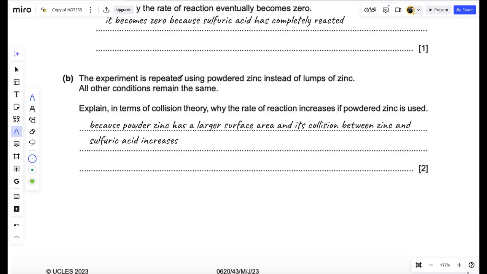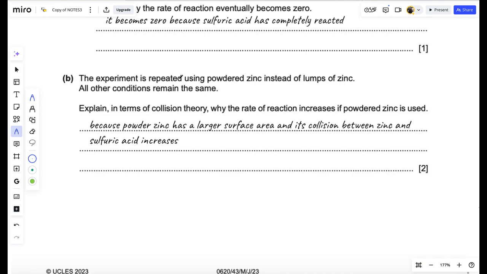In terms of collision theory, the powder zinc has a larger surface area. So when you make something powder, you've increased the surface area. There are more particles exposed, so there's more collision. Collisions per second will have increased. The collisions of the zinc powder with the acid will be frequent. It's no longer like a lump. The lump will be waiting slowly to dissolve. That one takes a great amount of time.